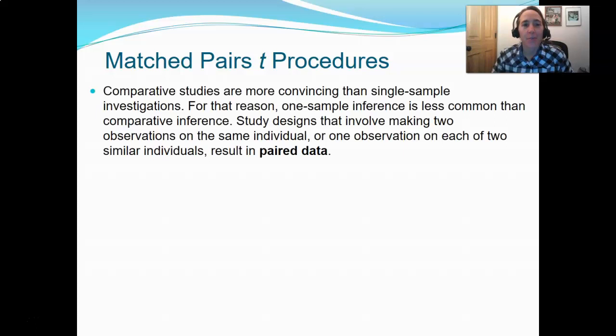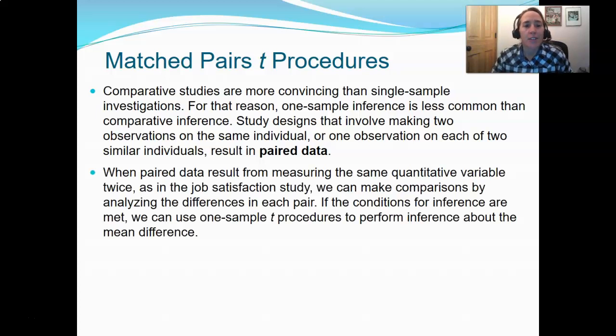Okay, two more parts, you guys. Hang in there. Matched pairs T procedures. Comparative studies are more convincing than single sample investigations. For that reason, one sample inference is less common than comparative inference. Study designs that involve making two observations on the same individual or one observation on each of two similar individuals result in paired data.